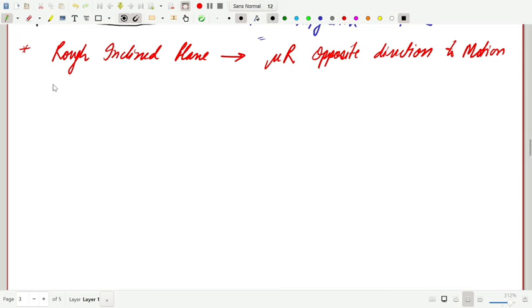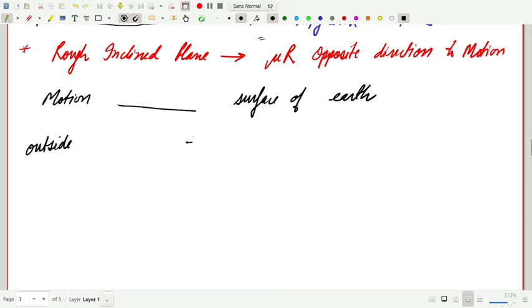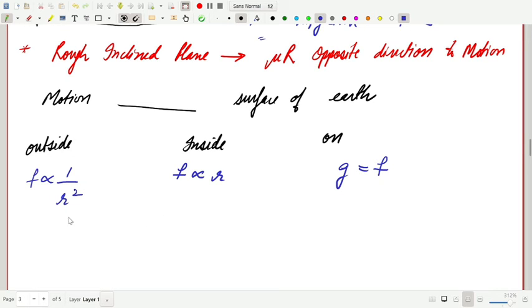Now, motion of a body outside, inside, or on the surface of Earth. How basically acceleration due to gravity varies. Motion outside, acceleration is inversely proportional to the square of the distance from the center of the Earth. Inside, acceleration is directly proportional to distance from the center of the Earth. G is equal to zero at center of gravity.